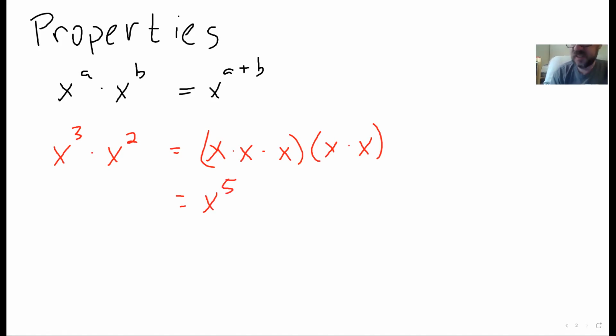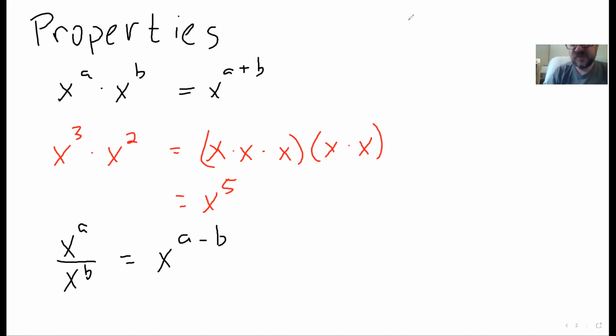So that is the simplest of the properties. There's another one that's very similar, which is dividing. If I have x to the a over x to the b, that is x to the a minus b. Now I'm subtracting instead of adding, and the reason is canceling.